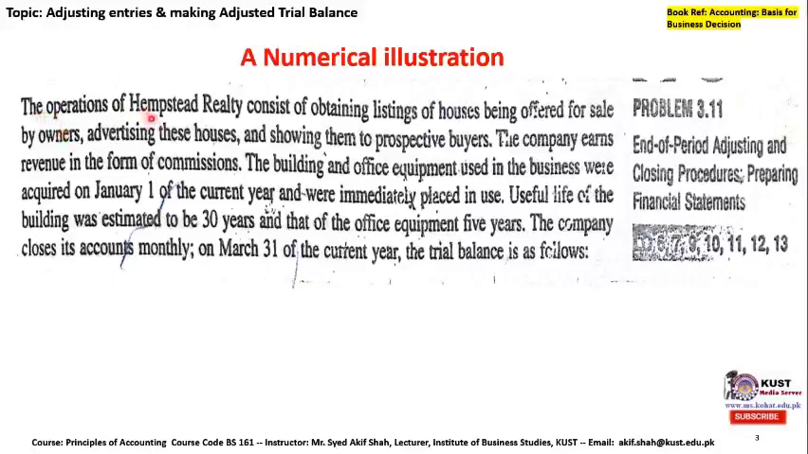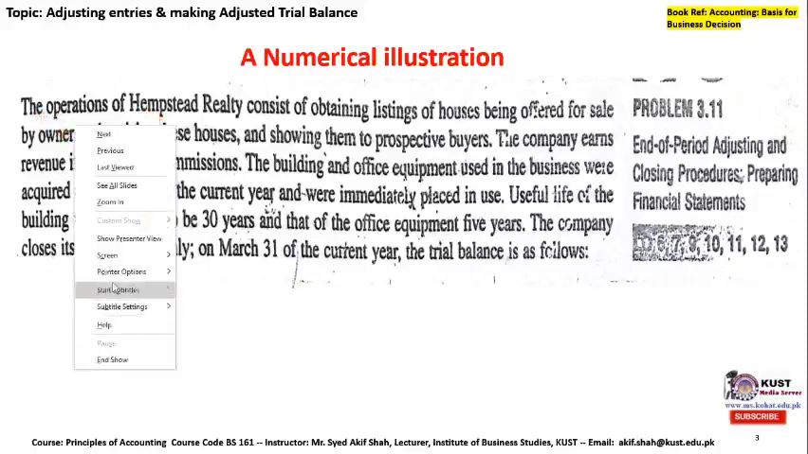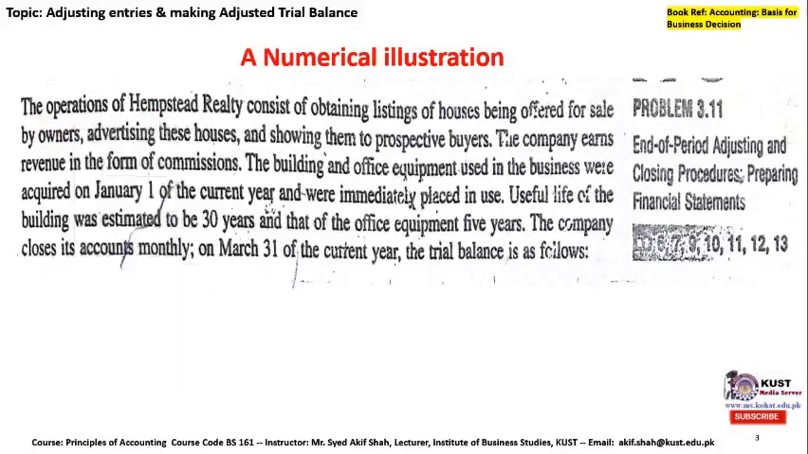The operation of Hampstead Realty, this is the name of the business which we have to figure out very carefully. The name of the business is Hampstead Realty, and realty is a kind of business that is related with or dealing in property related activities like buying and selling of houses and land or real estates. So Hampstead Realty consists of obtaining listing of houses. It's just like a property dealer business as we have normally in the Asian countries, being offered for sale by the owners.